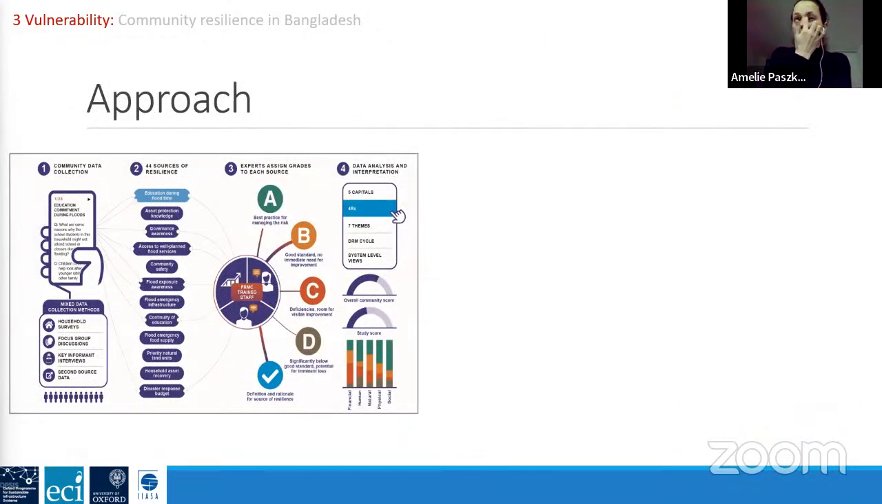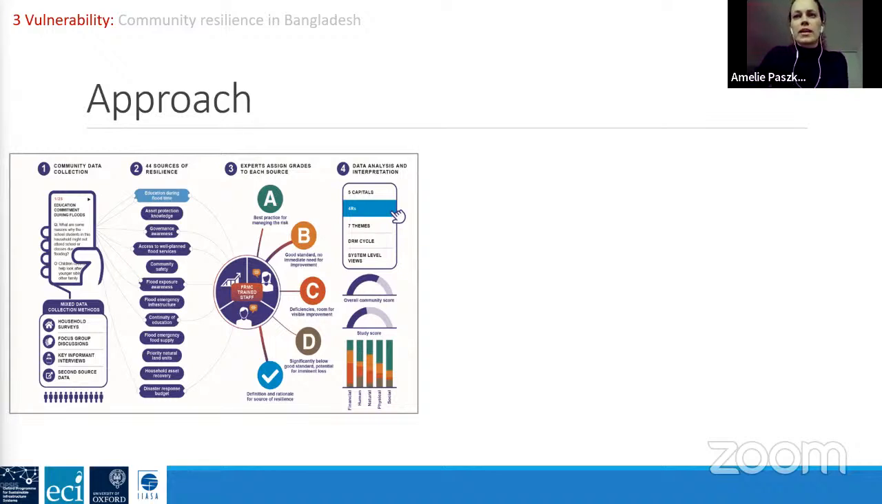So this diagram here shows our approach, which is using the FRMC tool. This is the Flood Resilience Measurement for Communities tool, which was developed by the Zurich Flood Resilience Alliance. That's a collaboration between academics, which include IIASA, NGOs, and insurance company risk engineers. The tool comprises, as you can see on the left-hand side, 44 discrete indicators called sources of resilience, and these are measured before and after disaster events.